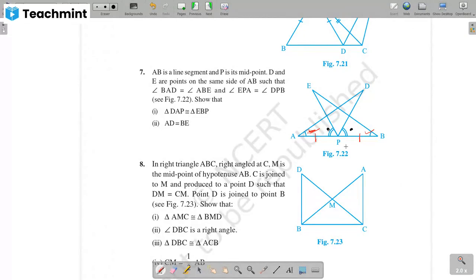So in the proof, we will write first the given, then what to prove. So what do we have to show? We have to show that triangle DAP is congruent to triangle EBP. These two triangles are congruent. This we have to prove. And also we have to show that this side AD is equal to BE.